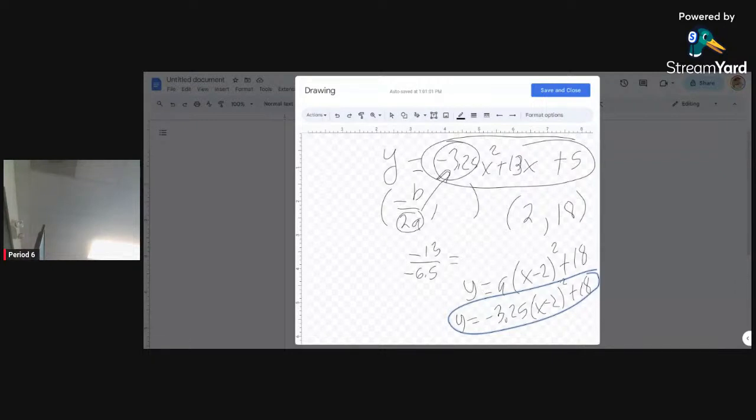Now I have to teach you the last thing. The equation y equals negative 3.25 parentheses x minus 2 squared plus 18. That's negative 3.25x squared plus 13x plus 5. Now, the next thing is, how do you verify this answer?